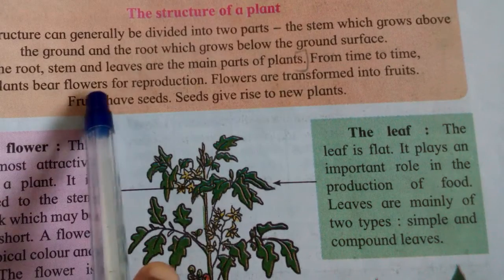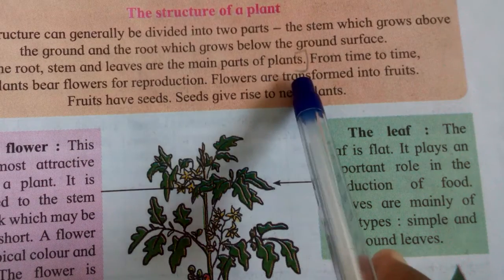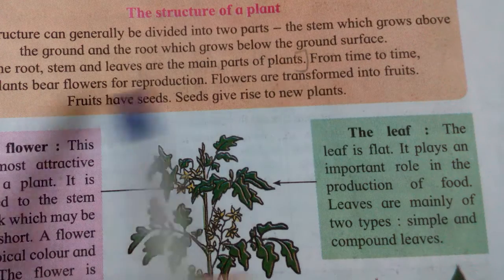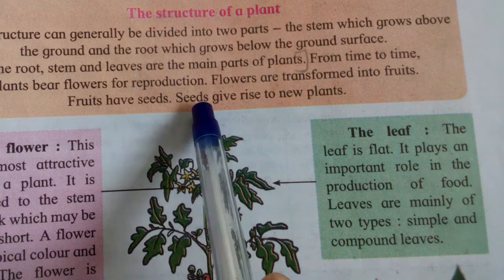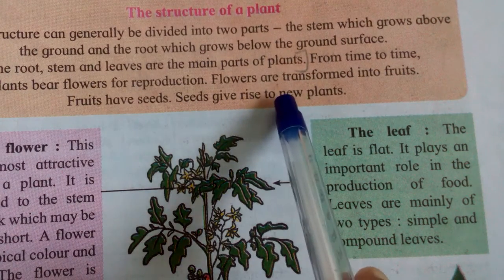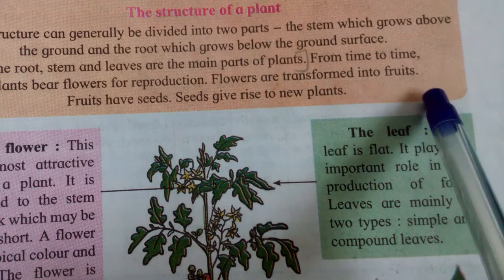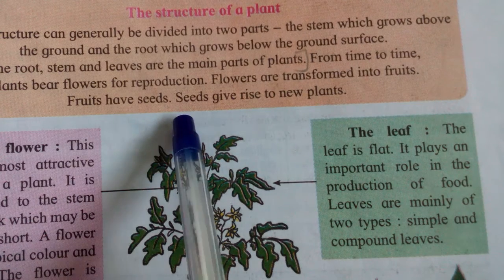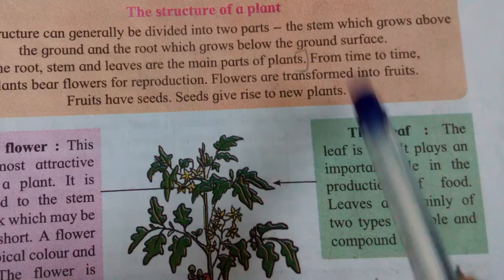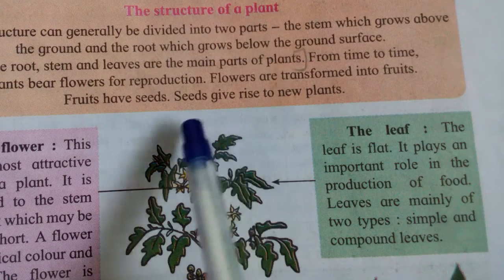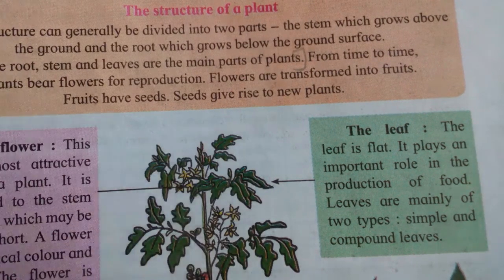The root, stem and leaves are the main parts of the plants. From time to time plants bear flowers for reproduction, and flowers are transformed into fruits, and fruits have seeds and seeds give rise to new plants. Again we sow the seed in the soil, then again we get a new plant.